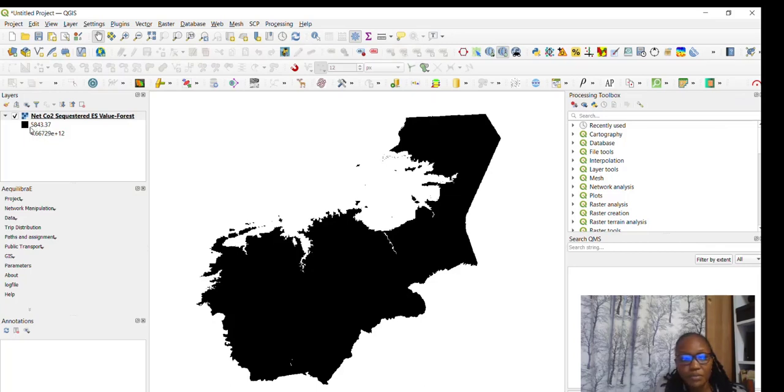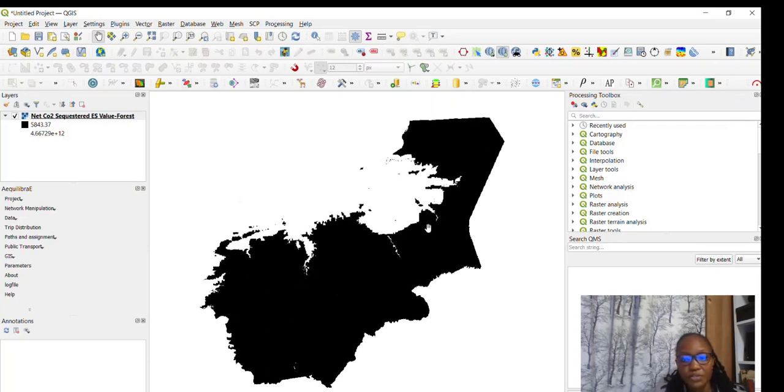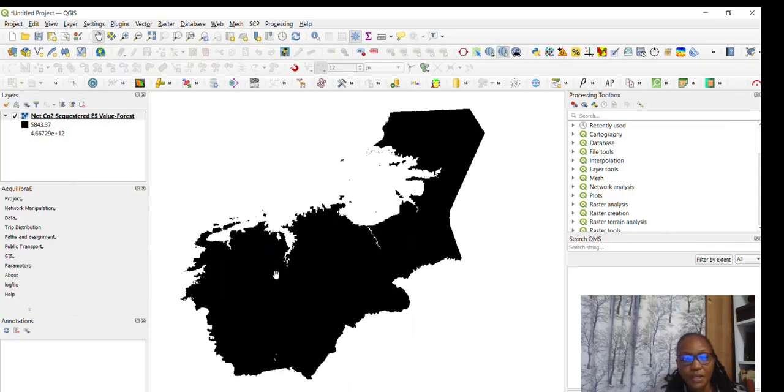You can just go in and categorize the classes, because since this is a direct mapping process, you'll have different values for different pixels depending on the biomass data that was used in the input. And that is it for the carbon sequestration model. We end here as we move on to the cultural, recreation, and education model. Thank you.